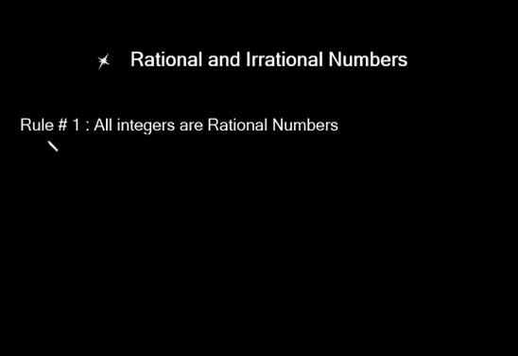Right, so rule number 1 says all integers are rational numbers. It means that if you have 3, according to the rule, it's a rational number because 3 can be written as 3 over 1, which is the same thing. 3 over 1 is once again 3. So it means that all integers or whole numbers are rational numbers.